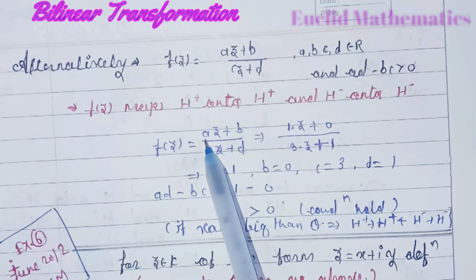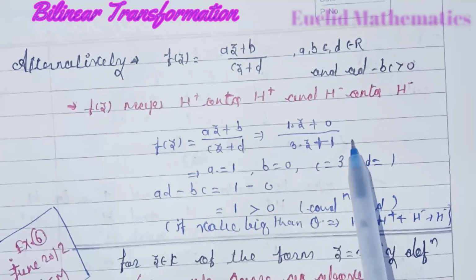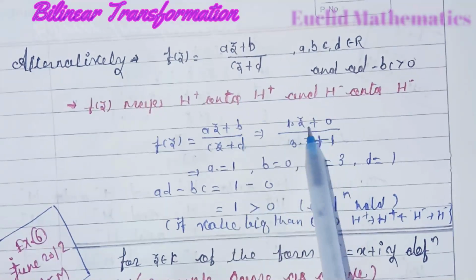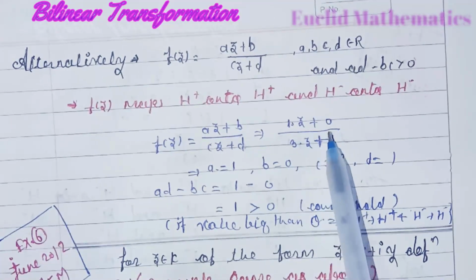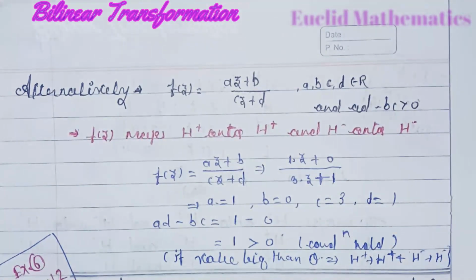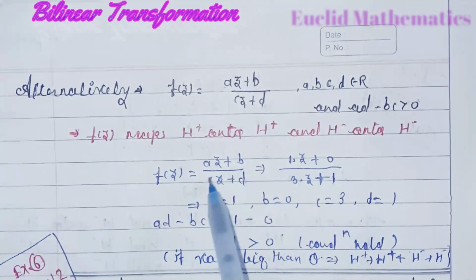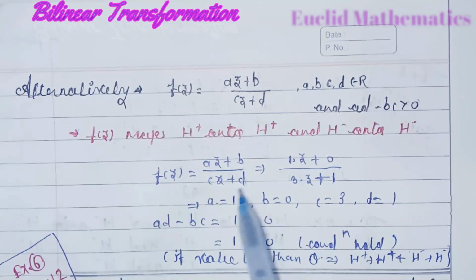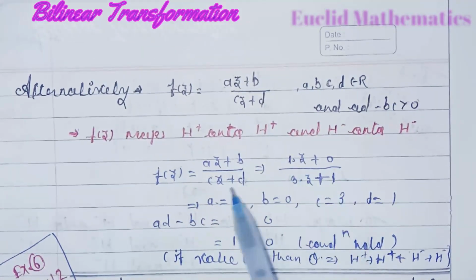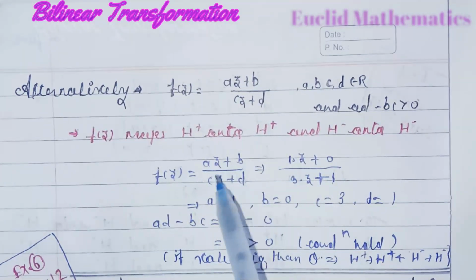The example we have been given is z upon 3z plus 1. Now convert it into this form. So a into z means 1 into z, plus b, which is not present, so it is 0. That means 1 into z plus 0 is z itself. We have to understand that the numerator and denominator have to remain the same, because we cannot change our given f of z. Upon cz plus d, that means 3z plus 1, so c is 3, z remains, and d is 1. After observation, a is 1, b is 0, c is 3 and d is 1.